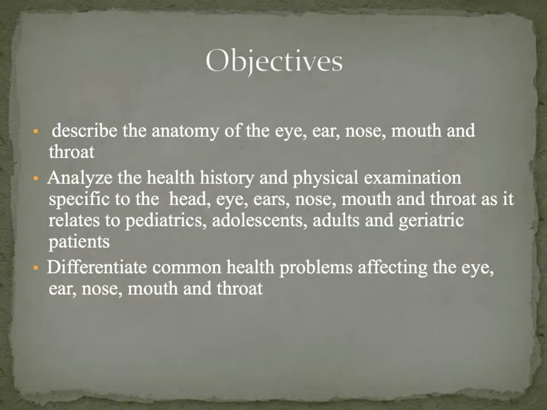The objectives of this lecture will be to describe the anatomy of the eyes, ears, nose, mouth, and throat, analyze the health history and physical examination specific to the head, eyes, ears, nose, mouth, and throat as it relates to pediatric, adolescent, adult, and geriatric populations, and differentiate common health problems affecting the eyes, ears, nose, mouth, and throat.